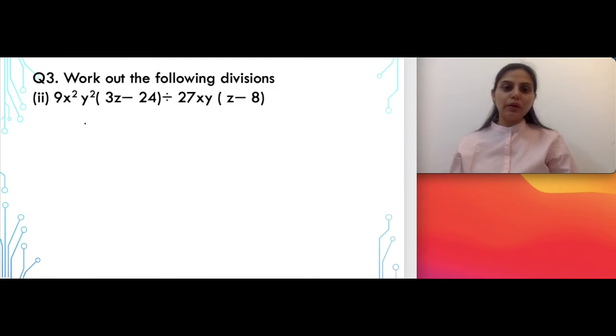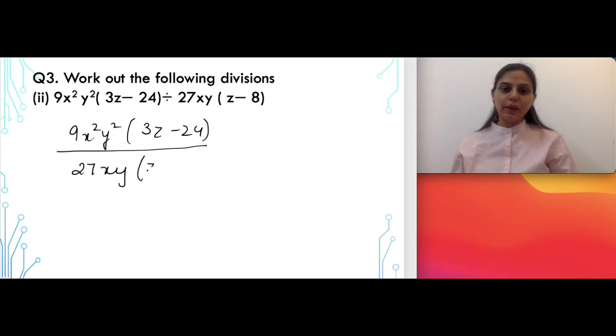Here we have got the term 9x square y square in brackets 3z minus 24 in the numerator, whole divided by 27xy bracket z minus 8. So if you remember in exercise 14.1, we have done the questions in which we have taken out the common factor and then we have solved the question. So similar thing we are going to apply here also.